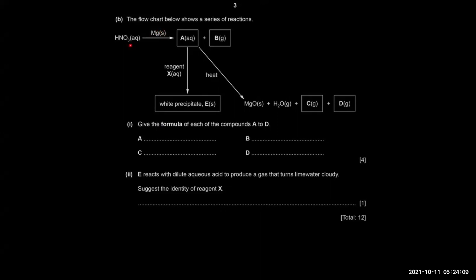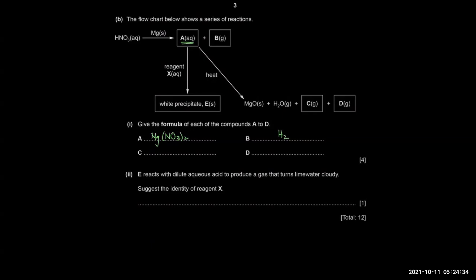Okay, when magnesium reacts with nitric acid, what does it form? Reactive metal with an acid. So it will form salt and hydrogen gas. So A is the aqueous salt, so that's magnesium nitrate. Mg is 2 plus, NO3 is 1 minus. So we need two nitrates, magnesium nitrate. And what's the gas that's produced? Hydrogen gas, right?